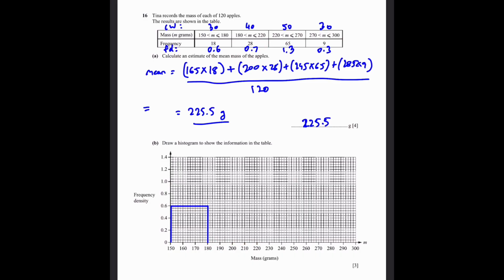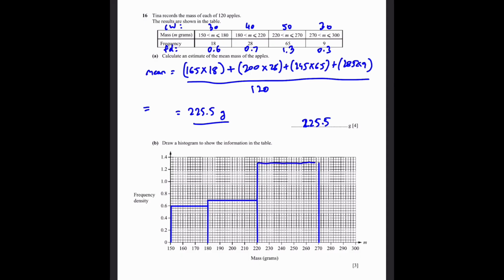So 0.7 will be in the middle of 0.6 and 0.8. So it goes somewhat like this. There we go. And just draw a line downwards. And same thing for the next one is till 1.3 from 220 to 270. So 1.3 is in the middle of 1.2 and 1.4. And of course this goes all the way till 270.